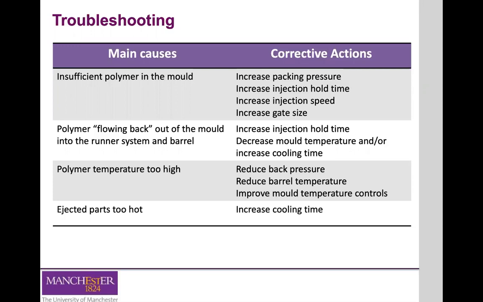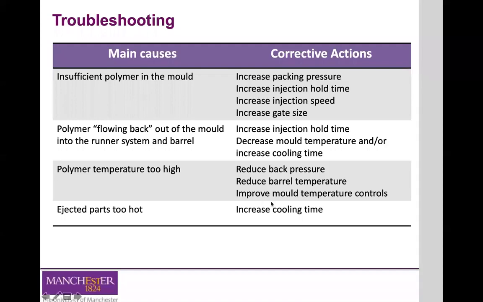Another cause for this formation of sink marks is the temperature of the material being too high. To prevent this, we can reduce the back pressure, so the pressure that we apply in the injection cylinder. By reducing that back pressure, obviously we will reduce the heat that is being generated because of the shear stresses that arise because of the movements of the screw. Or we can just basically set up the temperature inside the barrel to be lower.